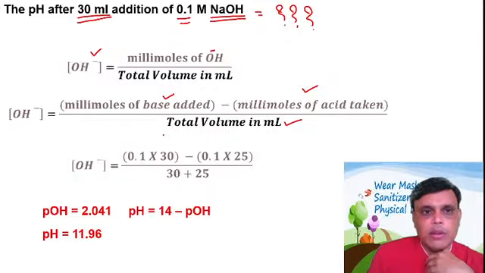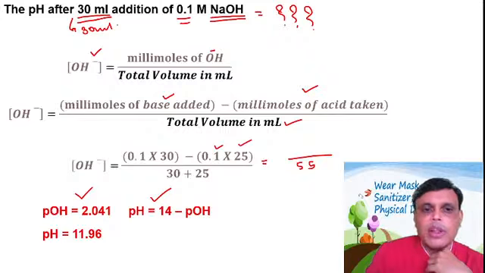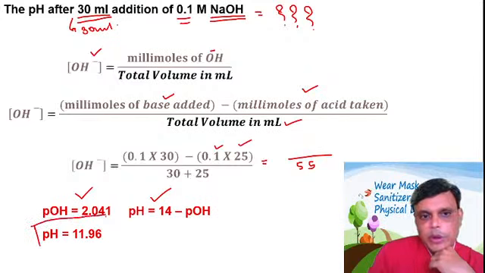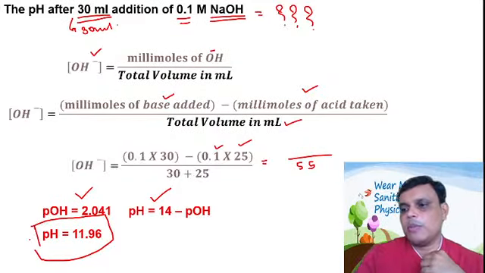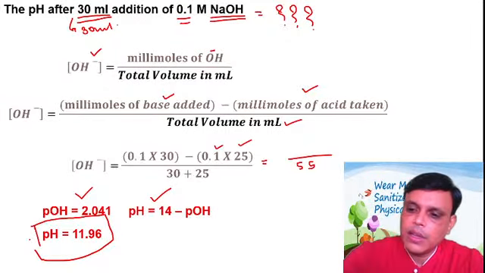So millimoles of base added is concentration into volume. Concentration is 0.1, volume is 30 ml. And ये तो सेम रह जाएगा 0.1 and 25. So कितना आ जाएगा ये बोलो मुझे? 55. So put the value in this equation, you will get the pH is equal to 11.96. This will be the answer. ठीक है? Got it or not?